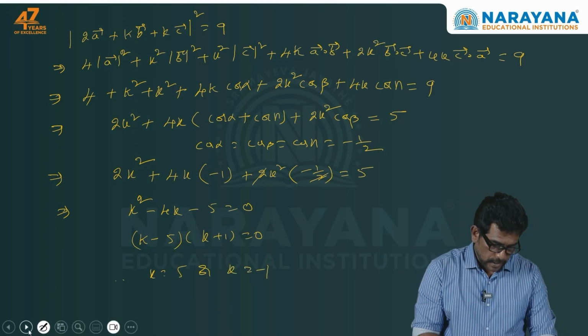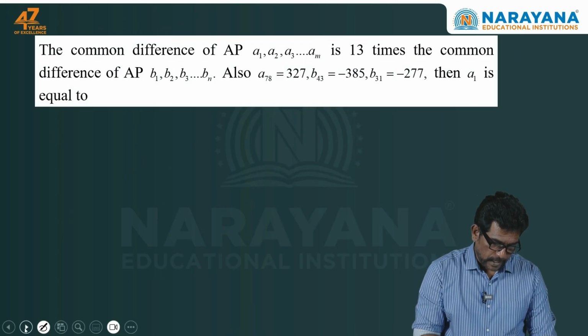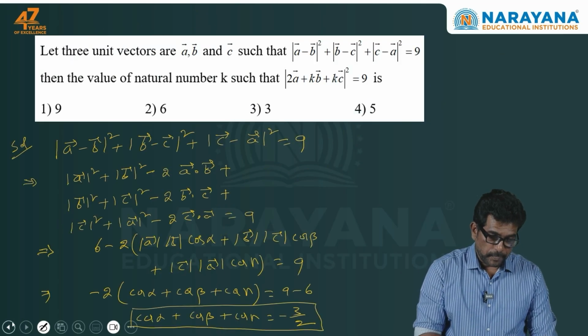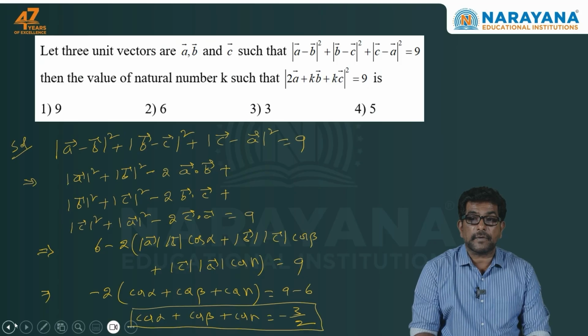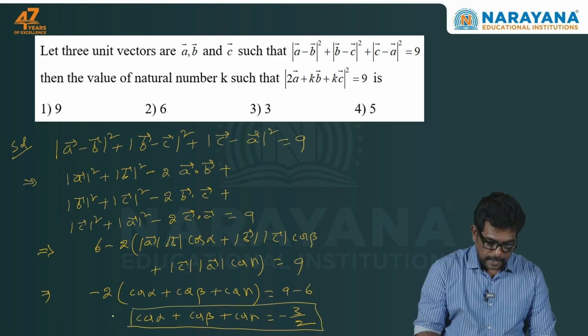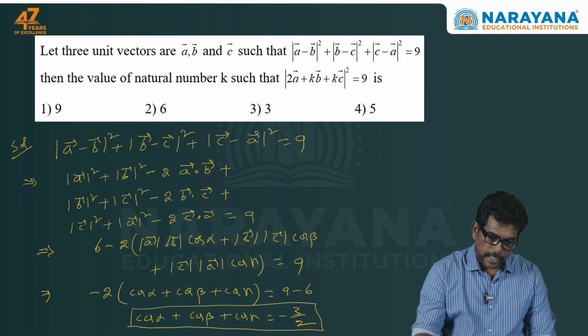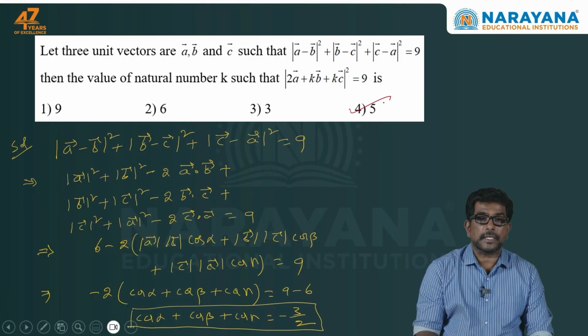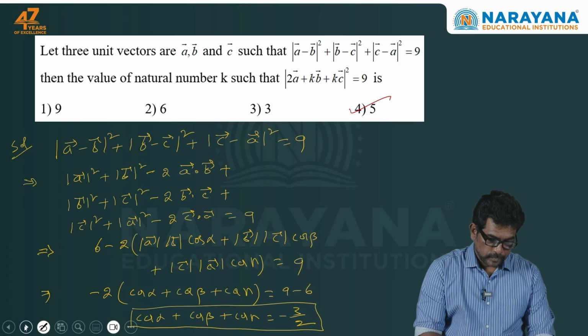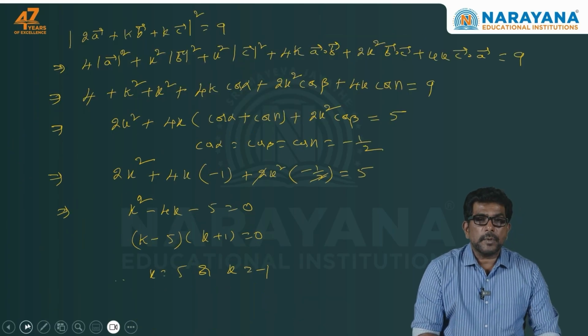So here, if all the pairwise angles between the vectors are the same, then we get k is equal to 5. K is equal to 5. The level of the problem is simple, the easiest one.